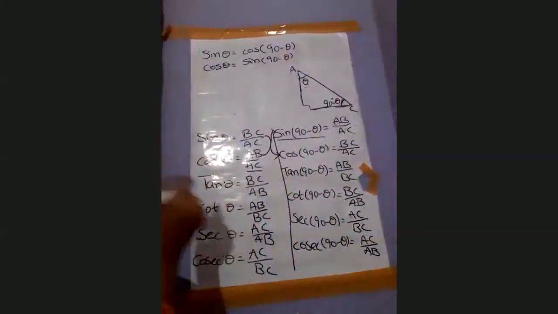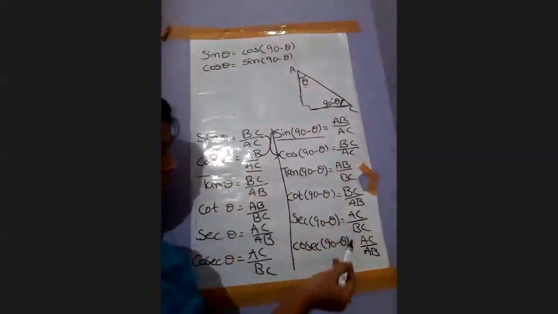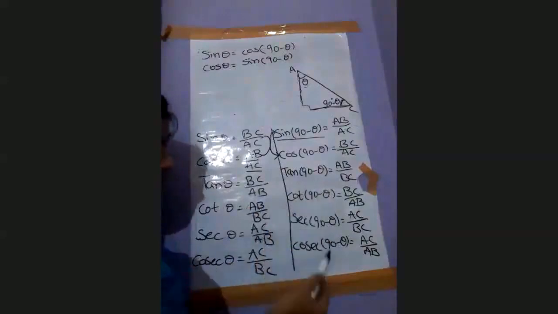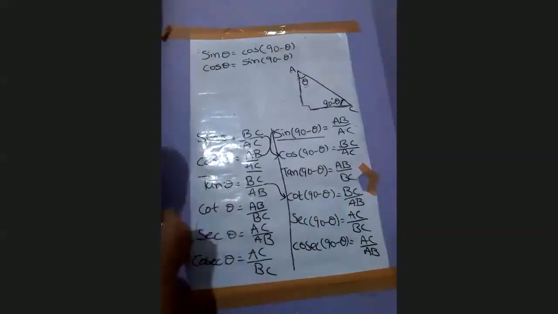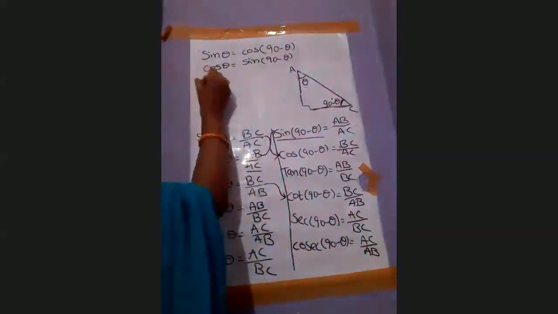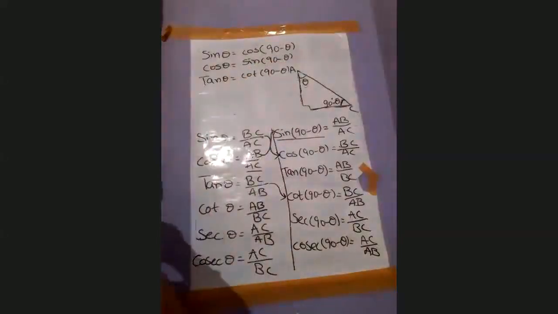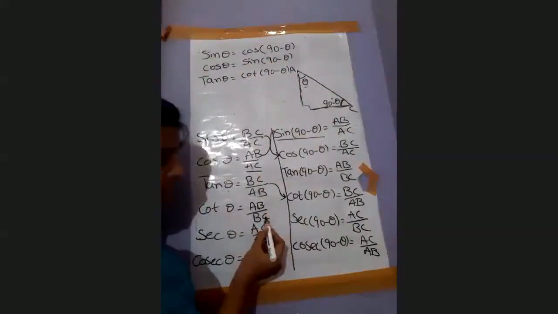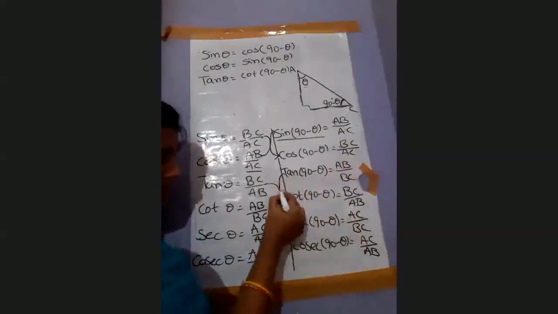And then let us come to tan theta, which is equal to BC by AB. Let us examine which one is equal to tan theta. Observe here AB by BC, BC by AB. Let us examine this one. Tan theta is equal to cot of 90 minus theta. So tan theta is equal to cot of 90 minus theta, right? And examine cot theta. Cot theta is equal to AB by BC. Check if it appears anywhere, AB by BC, AB by BC, right?